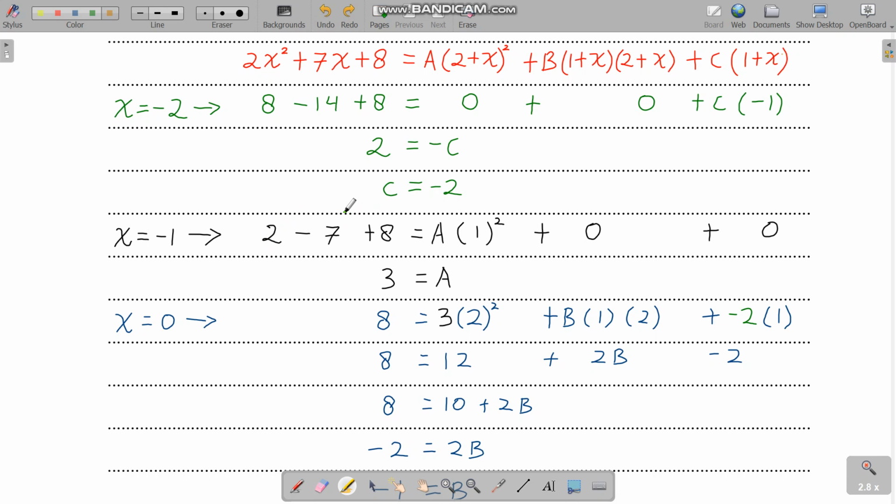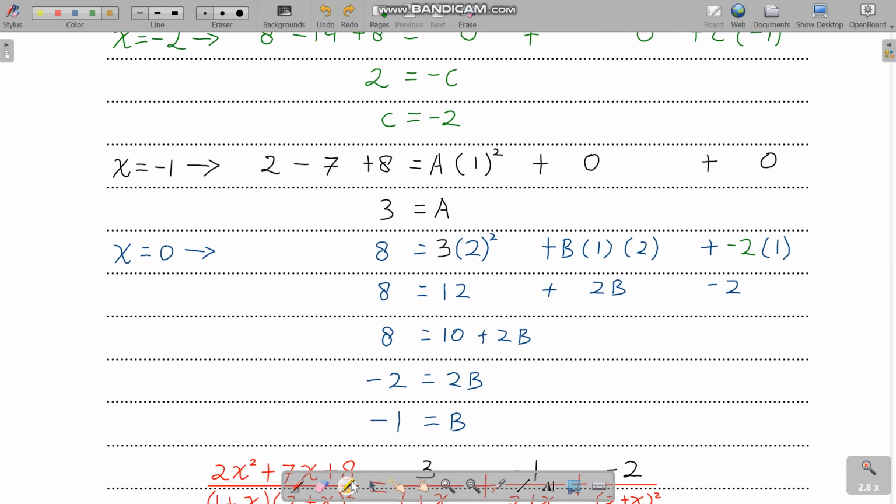Since we have two coefficients a and c, we can plug in anything random to get the b. Just use something simple like 0. So this is 0, this is 0, we have only 8. Here if we plug in 0, we get 2 squared, which is 4, 4 times a, but we know that a is 3. Here we plug in 0, we get 1 times 2, which is 2, 2 times b. And from here we plug in 0, we get 1 times c, but we know the c is minus 2.